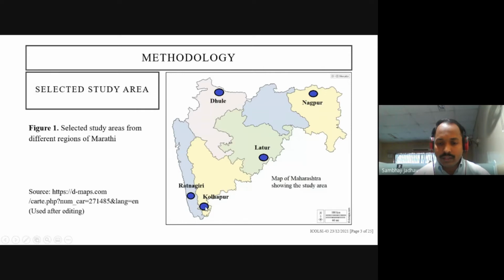This is an interesting area because it is a transition between the Indo-Aryan language Marathi and the Dravidian language Kannada, and Goan Konkani is also close by. Here in Latur, I have taken data from Shirur, which is also a nearby area with a Marathi and Kannada transition belt. Here I have taken data from Erala in Nagpur, which is close to the Hindi belt on the northern side, and in this area I have taken data from Ambe village.